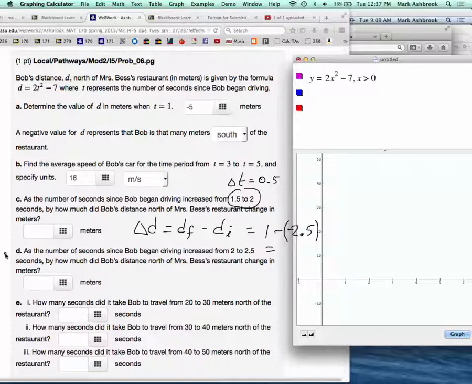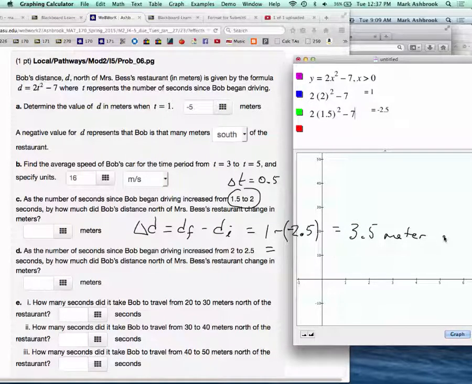Oh, crying out loud. Okay, distance final would be 2 times 2 squared minus 7. Got that right. 2 times 1.5 squared minus 7. Okay, I was right. So the distance at 2 seconds is 1 north. The distance at 1.5 seconds is 2.5 meters south. So that change in distance will be 1 minus negative 2.5, which will be 3.5 meters. Total distance traveled in that time frame.